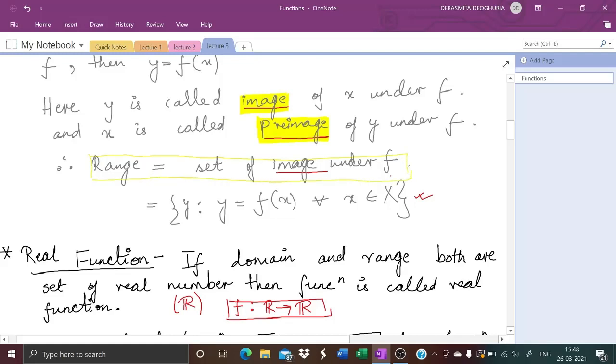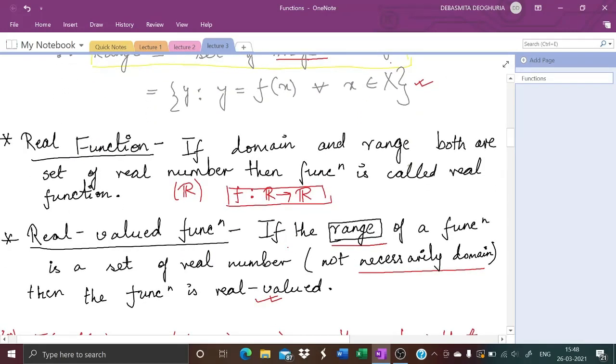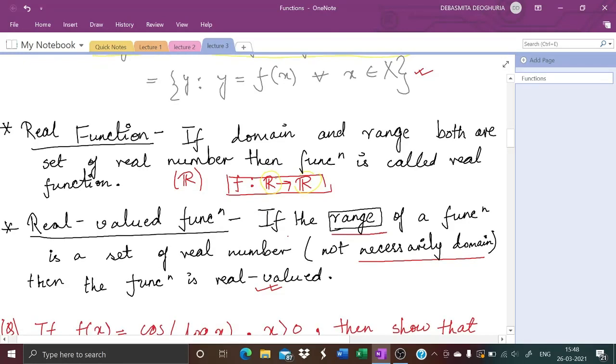Now we will come across two types of functions, that is real function and real valued function. So understand the difference. A real function is a function which has both domain and range as the set of real numbers. That is, both the domain and range will belong to R, the set of real numbers. And a real valued function will have only the range as the set of real numbers. It is not necessary that the domain will also be the set of real numbers. It can be a set of complex numbers.